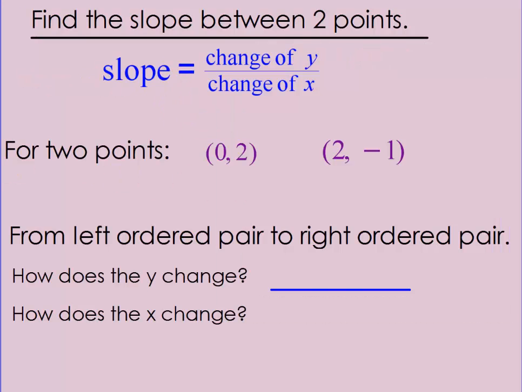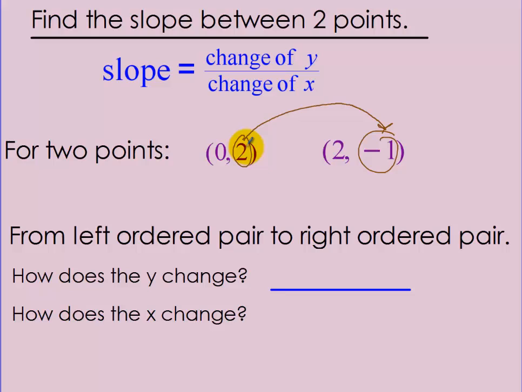Now, what if they're not graphed? We don't have to graph the points to always figure out the slope. Because the slope, another way to say this, is it's the change of y over change of x. So basically, how much does the y change divided by how much does the x change? So I have these 2 points right here, (0, 2) and (2, -1). So to write the slope, from the left ordered pair to the right ordered pair. So you're starting on this one, you're going to the right one. And you have to answer these 2 questions. How does the y change? So the y is going to be the right value. The y goes from 2, and then it goes to -1.